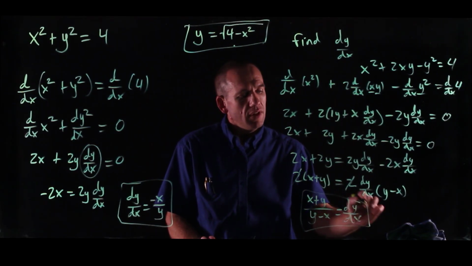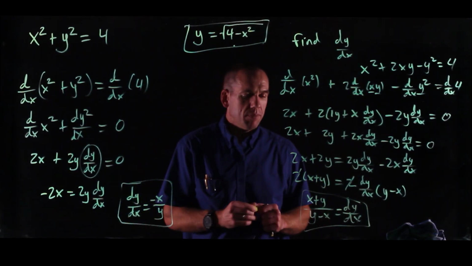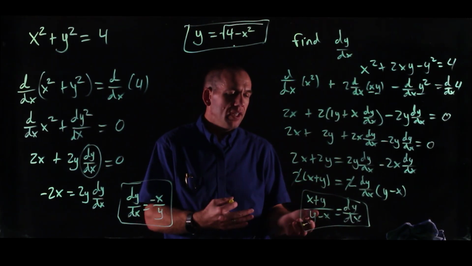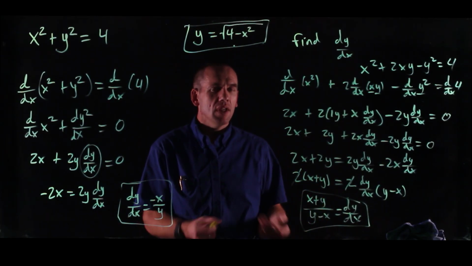So we've solved for the derivative of y with respect to x. And it's still in terms of x and y. So if we're doing this at a point, that's fine. We know our x and y values at a point.